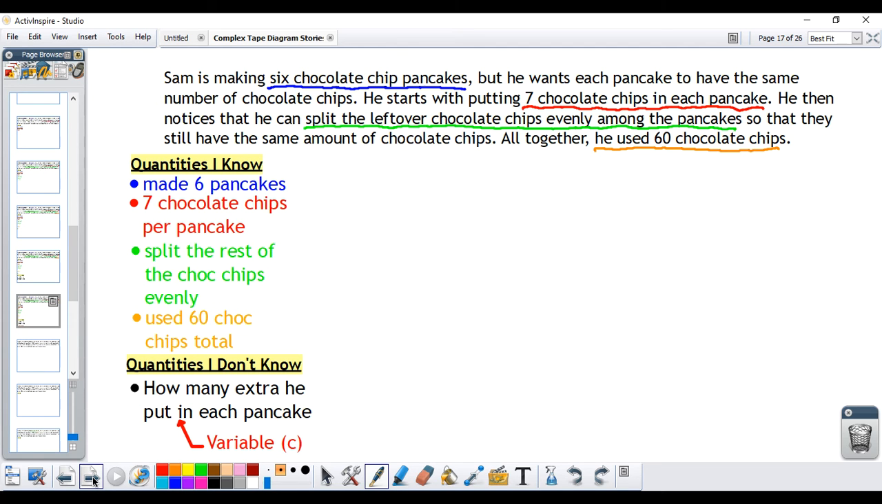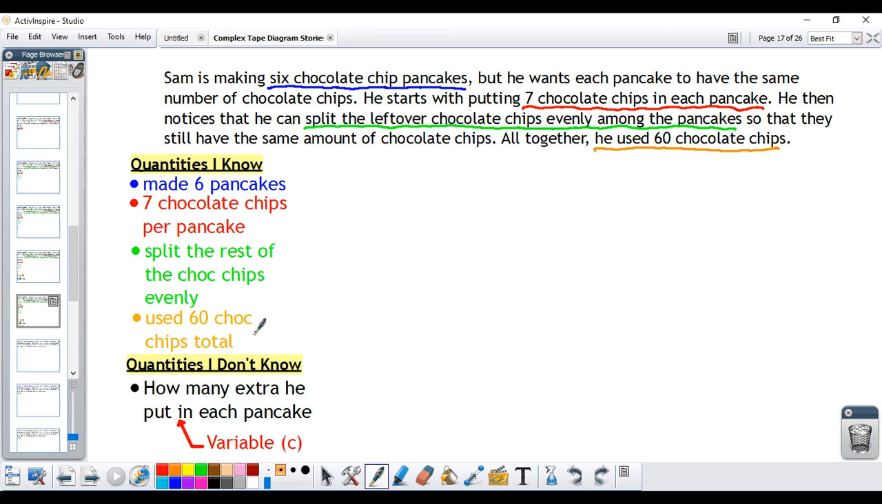So that's how many extra is my variable, and I'm going to use C for chocolate chips. So let's draw it out. I know that he's making 6 pancakes, but I also know that he is using 60 chocolate chips.